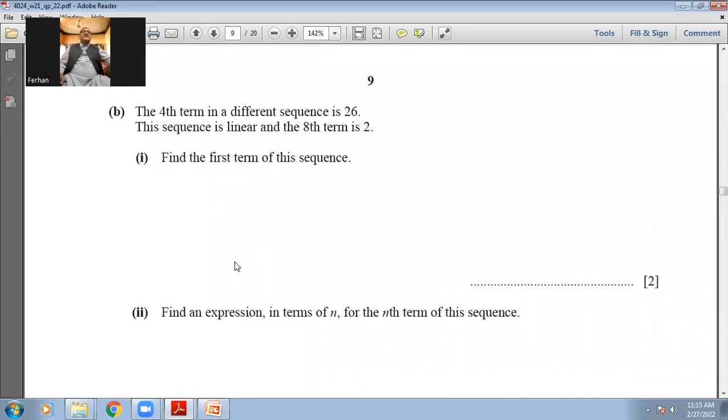The fourth term in a different sequence is 26. This sequence is linear, and the eighth term is 2. Find the first term of this sequence.